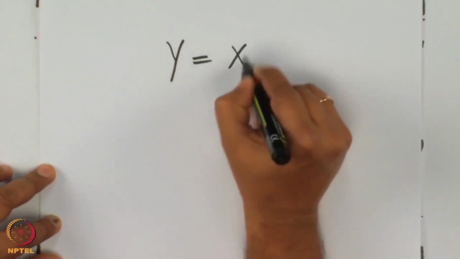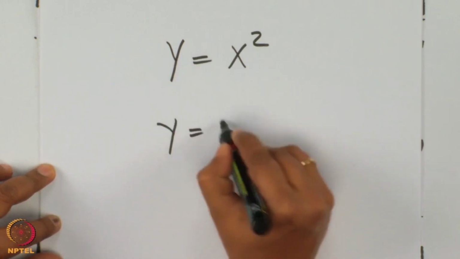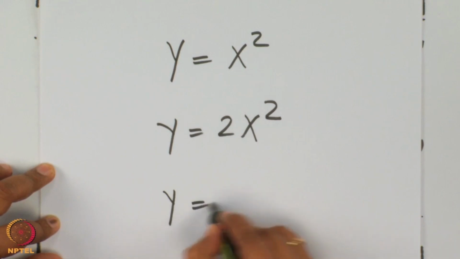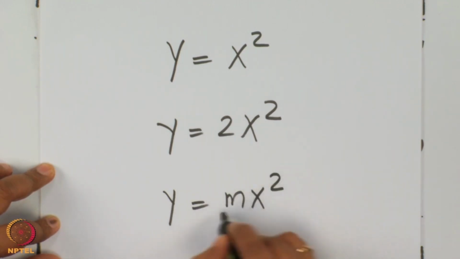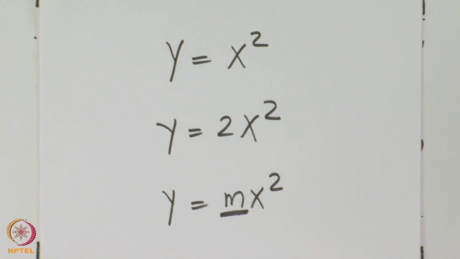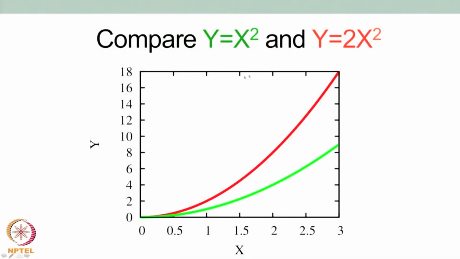Now let us compare. We understood y is equal to x square. Just like we had earlier, we can have y is equal to 2x square. We had y is equal to x square, and we can think of y is equal to 2x square or 3x square. In general, y is equal to m x square, or any number times x square. So let us compare here y is equal to x square and y is equal to 2x square.